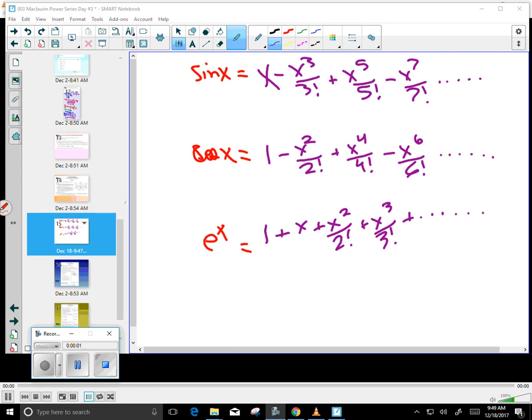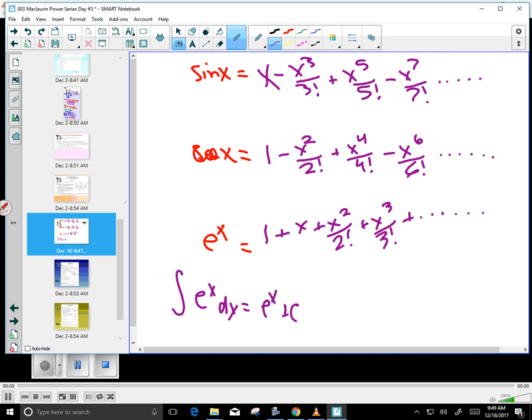So before we get into what Max wanted to know about, I just wanted to show you why you're doing this. All right, so what if I asked you to integrate e to the x? Would you have any trouble doing that? No, it's just e to the x plus c, right?